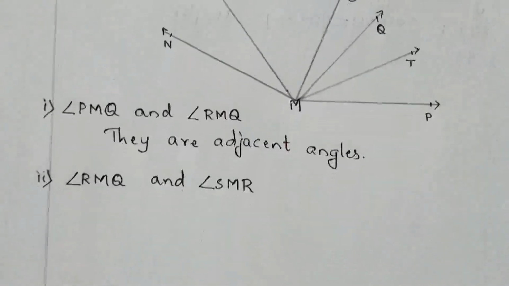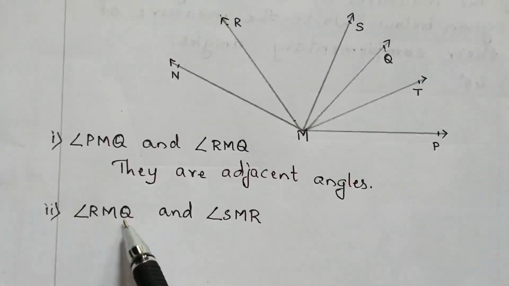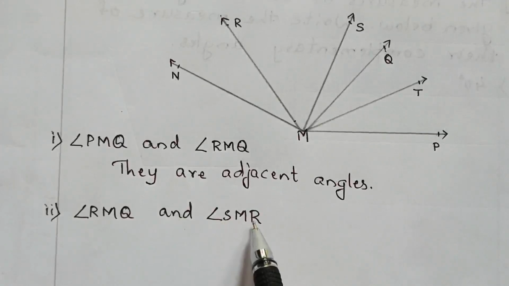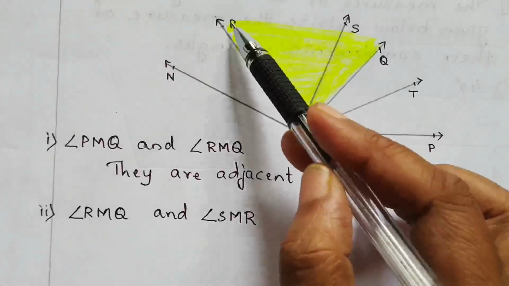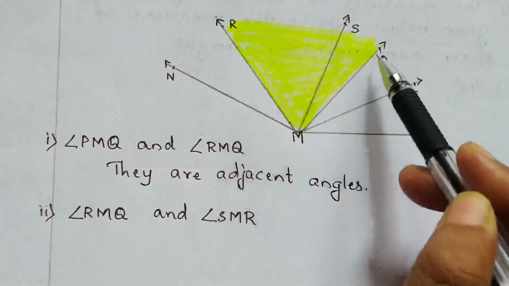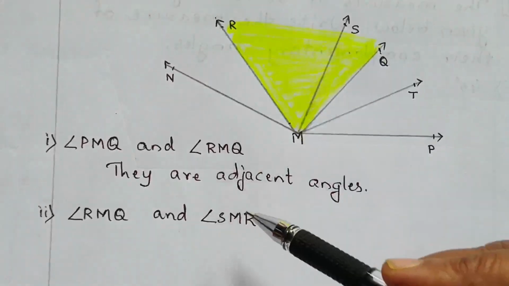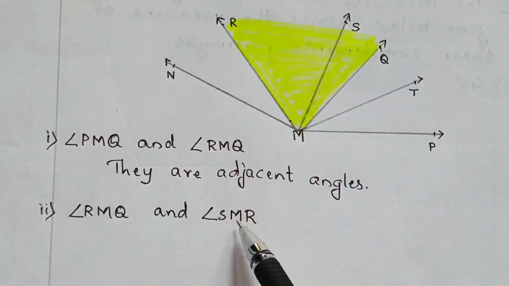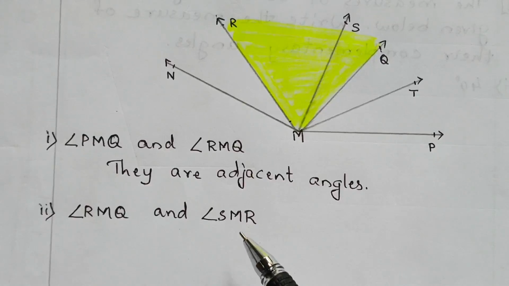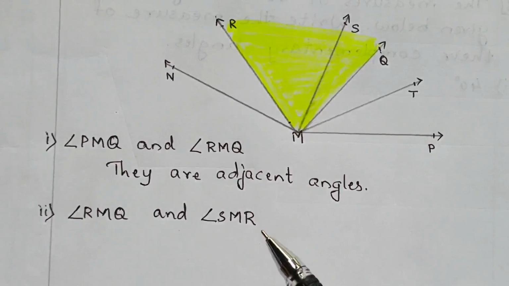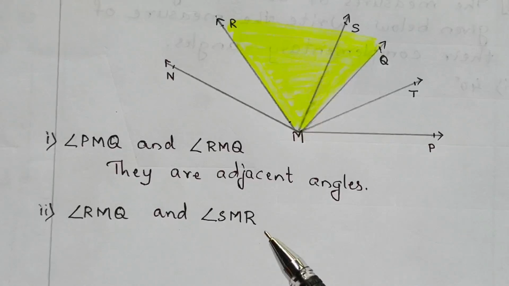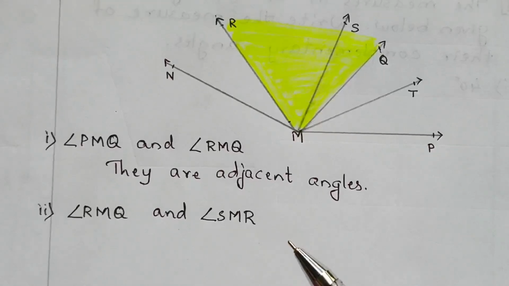Now the second pair of angles, it is RMQ and angle SMR. First let us locate these angles. Now I have shaded the interior of angle RMQ. Now we want to see whether it is adjacent to angle SMR. Adjacent means what? They should have a common arm, a common vertex and separate interiors. For example, the house adjacent to your house or the classroom adjacent to your class. The interiors of both are different.